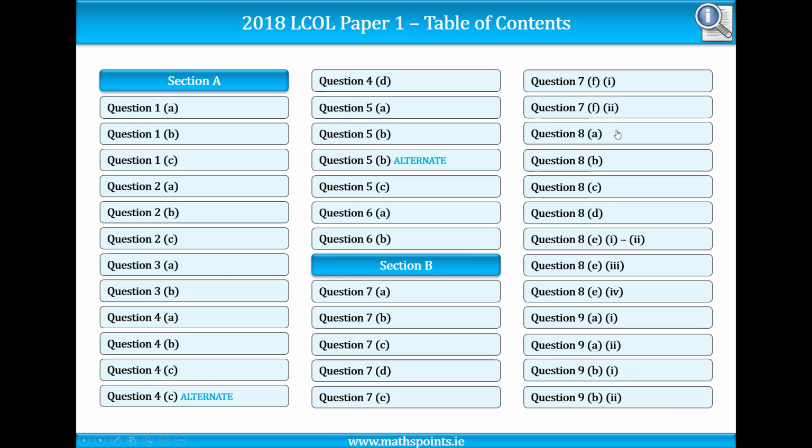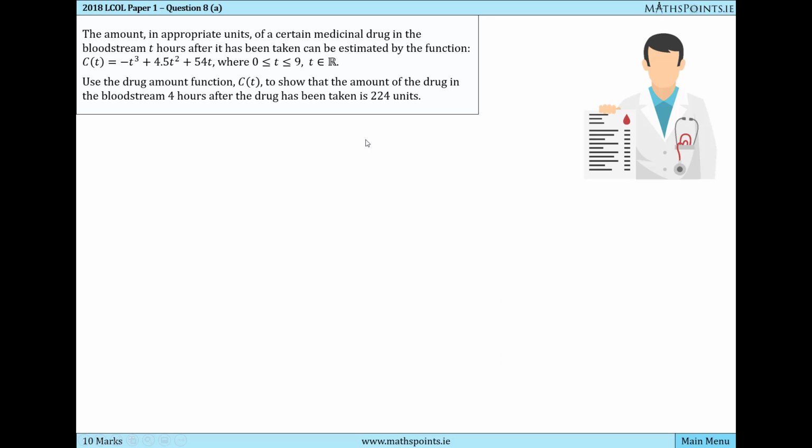So we're going to have a look at question 8 from the 2018 Leaving Cert Ordinary Level Paper 1. This is a question about functions and graphs, but there's also some calculus involved, some differentiation where we have to find the rate of change of this function.